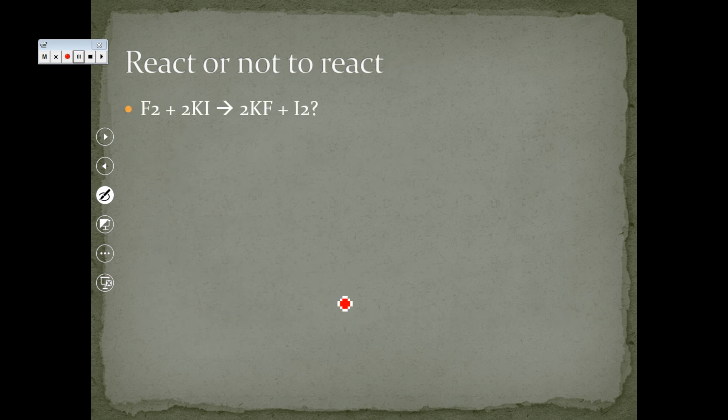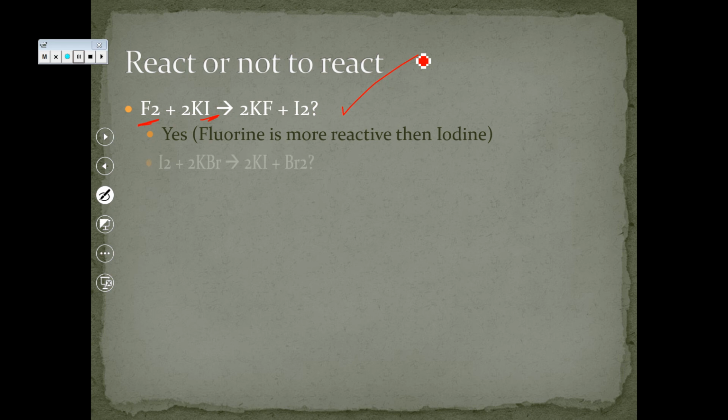So take a look at this. F2 plus 2KI yields 2KF plus I2. Here, your halogen is fluorine. It's going to try to replace the iodine. Is fluorine above iodine in the halogen family? Yes, it is. So it is more reactive than iodine, so yes, that will happen. And you can tell if it's more reactive simply by its physical placement in the column. The higher it is in the group, the more reactive it is.